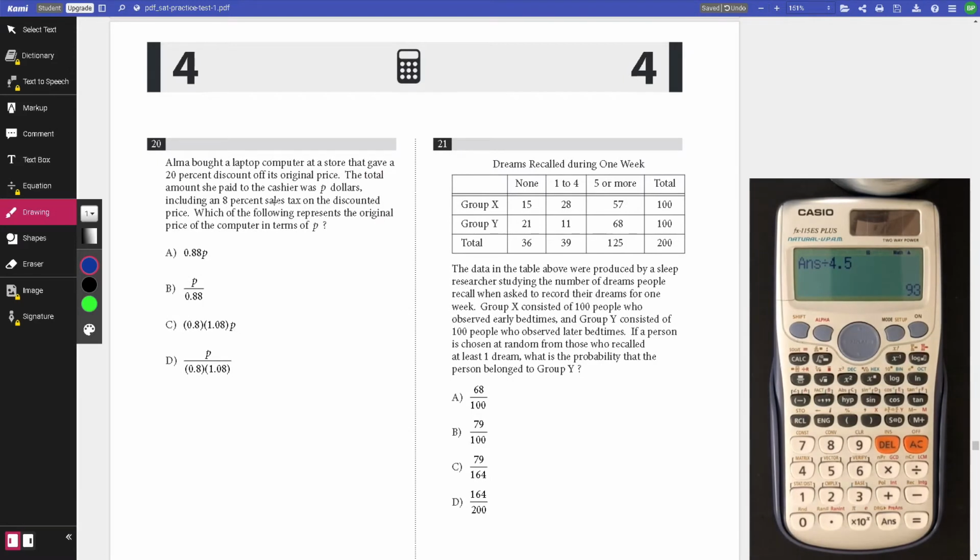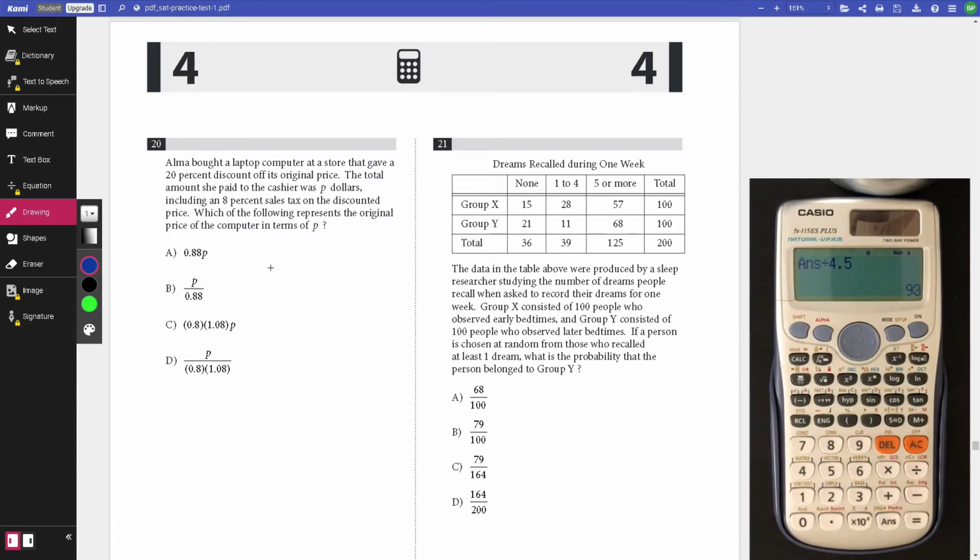Number 20. Alma bought a laptop computer at a store that gave 20% discount off its original price. The total amount she paid to the cashier was P dollars, including 8% sales tax on the discounted price. Which of the following represents the original price in terms of P?